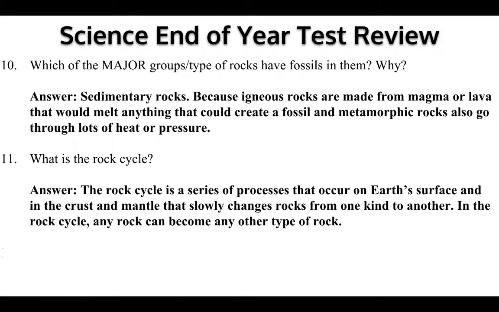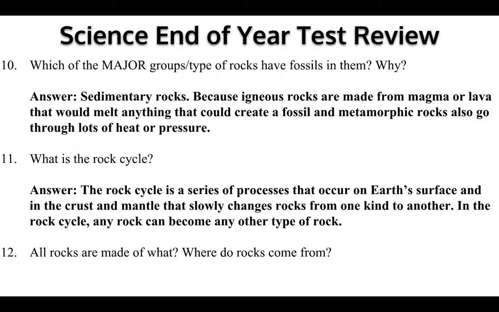Rock cycle describes a series of processes that occur on Earth's surface, in the crust and mantle that slowly change rock from one kind to another. In the rock cycle, any rock can become any other type of rock. Okay, so let's look at that. And all rocks are made of minerals. Where do rocks come from? Other rocks. Very important. Key.